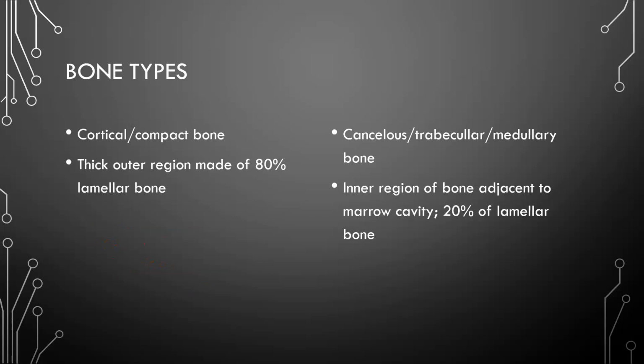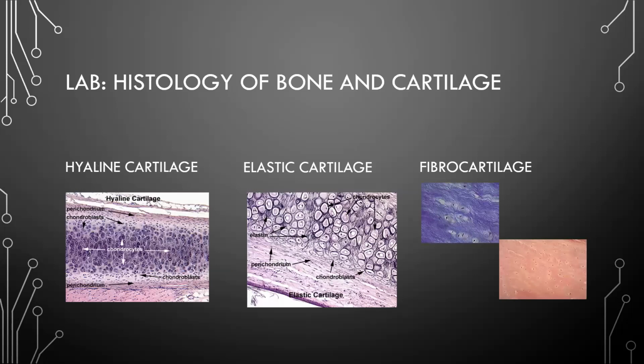Cortical compact bone is the outer region, made of 80% lamellar bone. And then just know the different definitions, like cancellous is the same thing as trabecular and medullary bone, and it'll make up 20% of the marrow cavity.